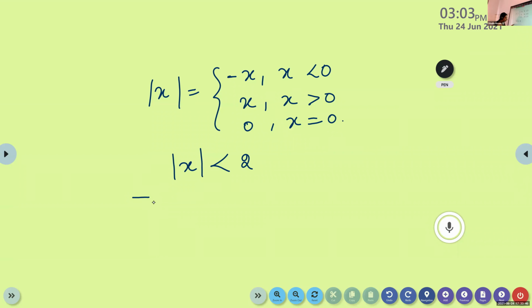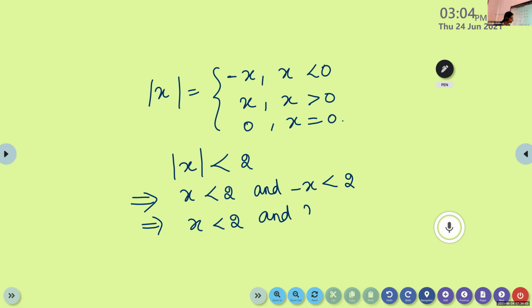Mod x is less than 2 implies x is less than 2 and minus x is also less than 2, isn't it? That means, in other words, x is less than 2 and x is greater than minus 2. So now combining these two, what can we write? Combining these two, we can write minus 2 is less than x less than 2.